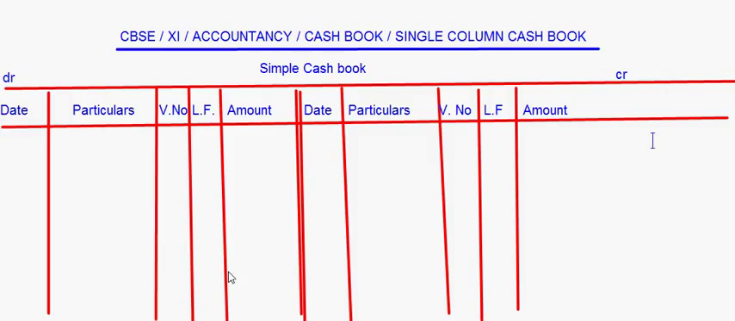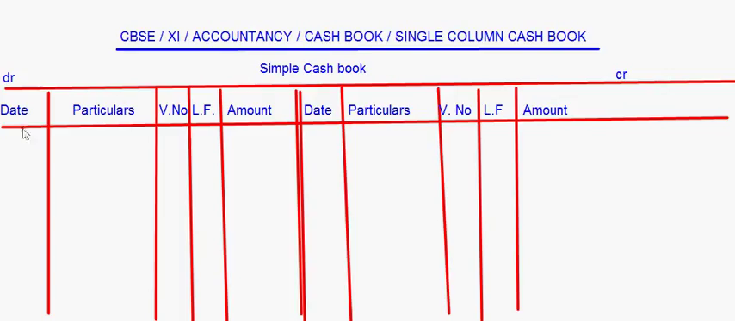Today let's take up the single column cash book. We have already seen in our earlier session the different kinds of cash book, and the first one we took up was the simple cash book. A simple cash book is one in which only cash transactions will be recorded. Now here I have shown the format of a simple cash book.